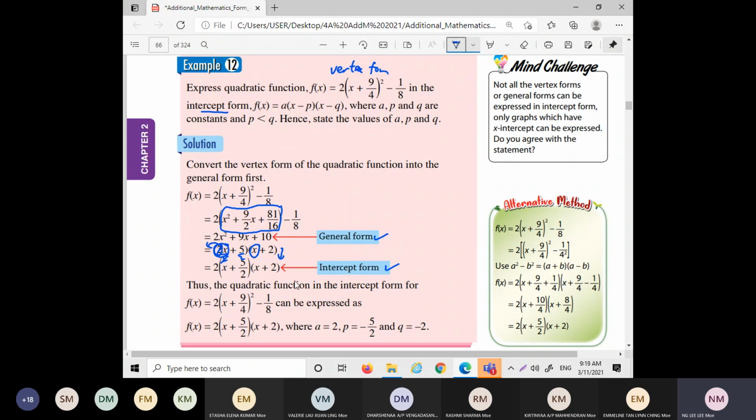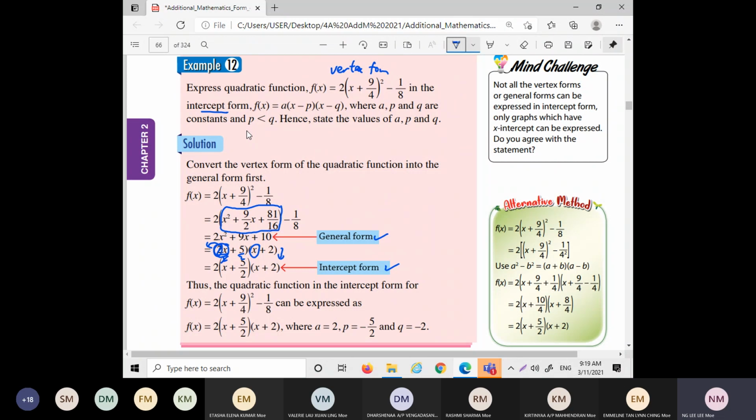Okay, so this is intercept form. This one only is a complete intercept form. Okay, then after that do what? Where A, P, and Q are constants. P is smaller than Q. State the value of A, P, and Q.